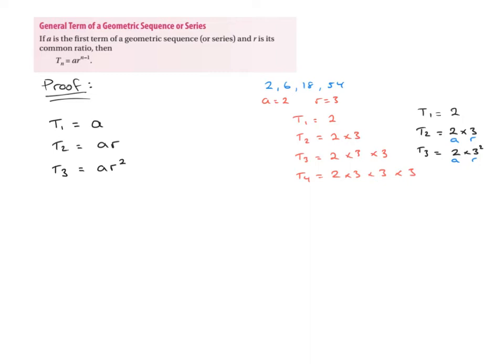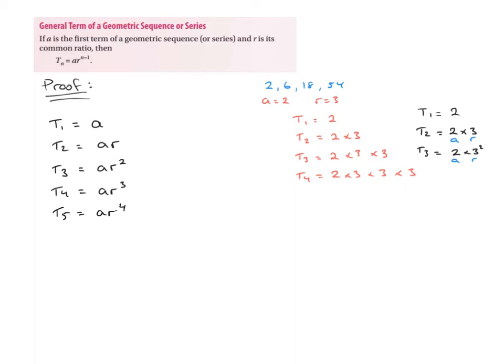T4, likewise, if you look here, we have A by R by R by R. R by R by R is R cubed, so I'm going to get A by R cubed. So T4 now is going to be AR cubed. Now hopefully you can spot a pattern here: T1 is equal to A, T2 is equal to AR, T3 is equal to AR squared, T4 is equal to AR cubed, and T5, hopefully you've got this, is going to be equal to AR to the power of 4.